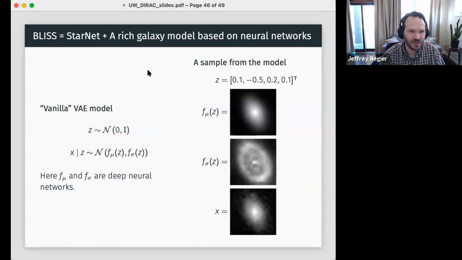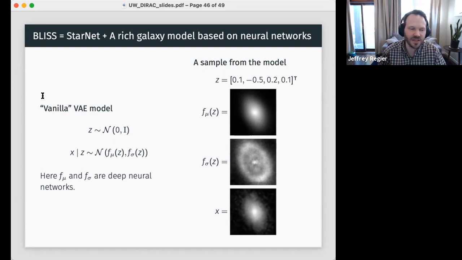The galaxy model in BLISS is more complicated than what I used in Celeste, because you recall in Celeste, the model didn't fit very well. It was a mixture of these bivariate Gaussian densities, and though it had tens of parameters, it wasn't that flexible. In BLISS, we have a model instead with many thousands of parameters.